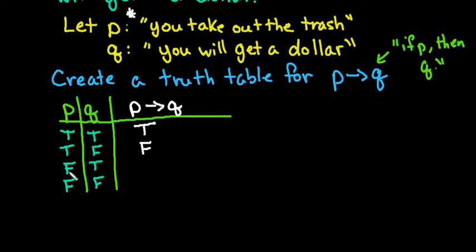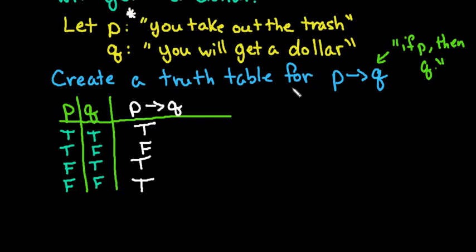Okay, you can have a false statement. If you don't take out the trash, then you will get $1. Well, I could just give you $1 for any reason. Even if you didn't take out the trash, you can still be given $1. So this is a true statement. And then the last one, if you don't take out the trash, then you don't get the $1, is how we would look at a false and a false. So this is also true because if you didn't do the if part, then you don't necessarily get the then part.